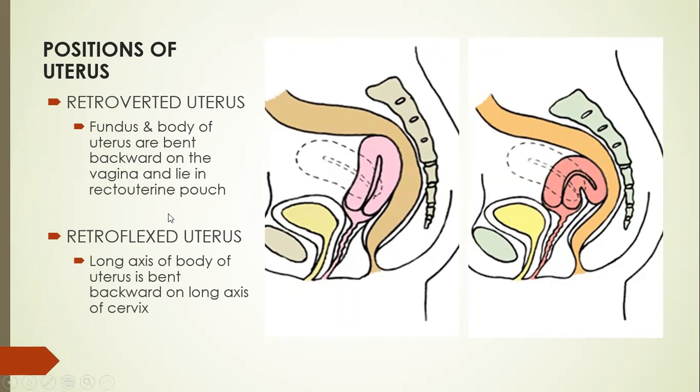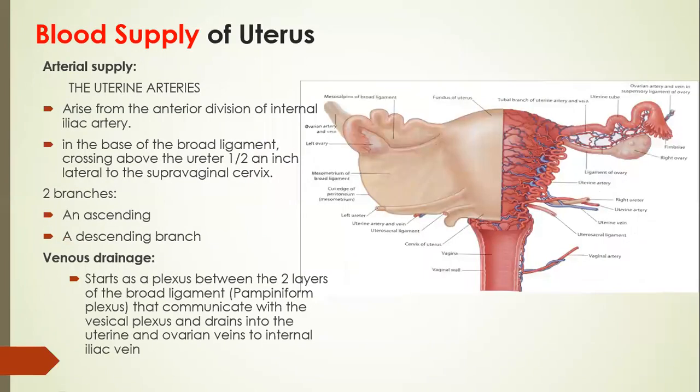Okay. Anteflexed or retroflexed. This is retroverted. Retroflexion is where the long axis of the body of the uterus is bent backwards on the long axis of the cervix. Like this, it is called retroflexed, and this is retroverted. So these are abnormal positions, and they lead to infertility, continuous pain, irregularity of the menstrual cycles, and many complications. So that's why the normal position is very important.